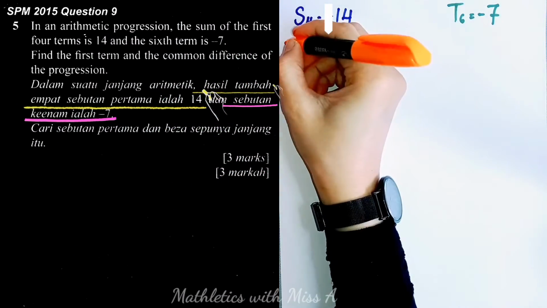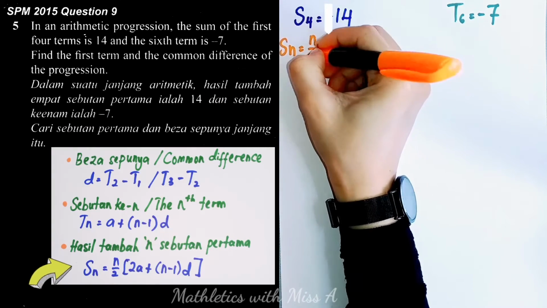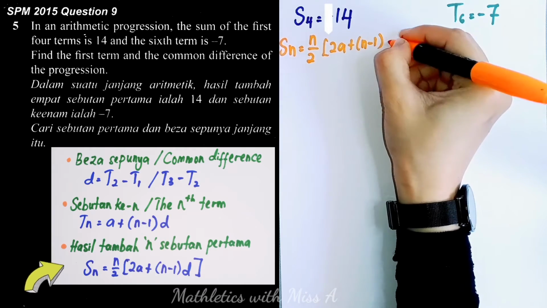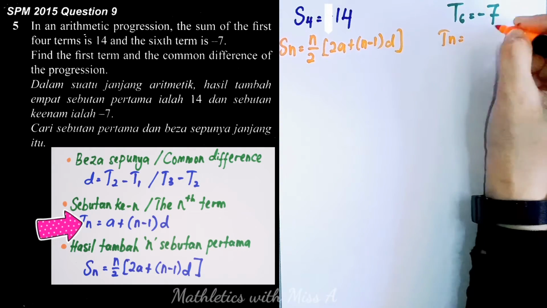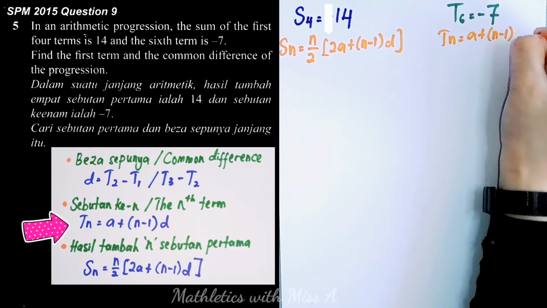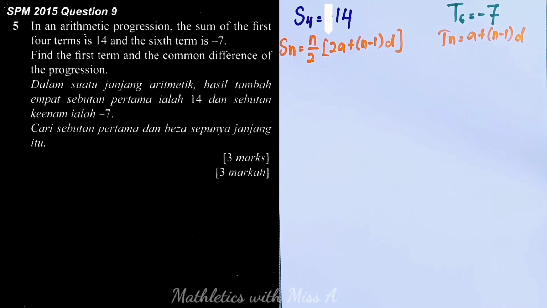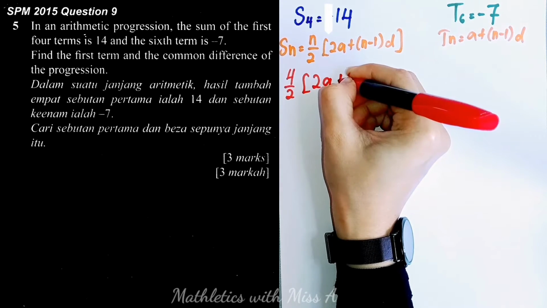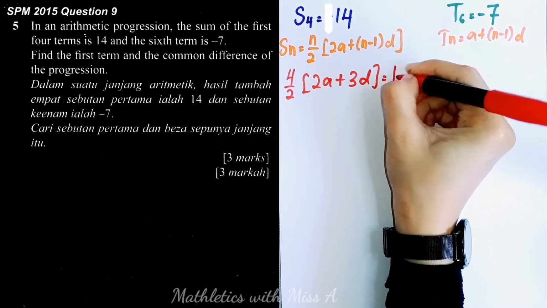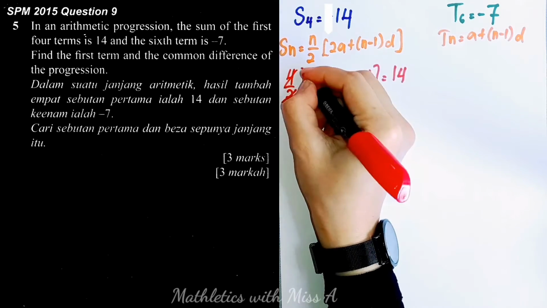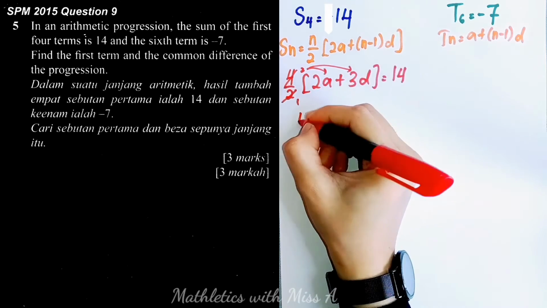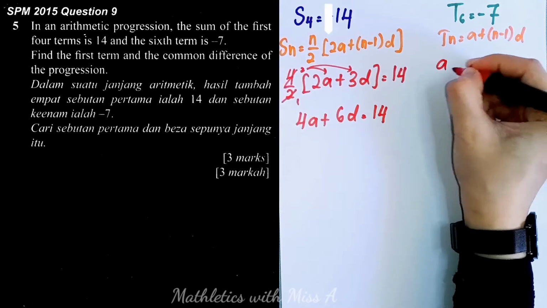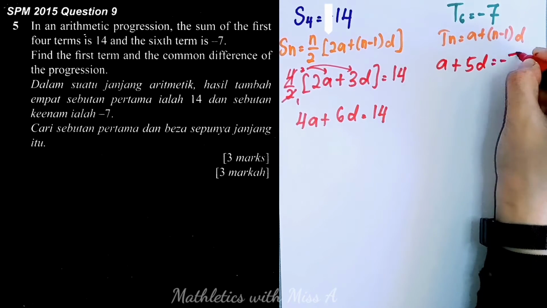Given the sum of the first 4 terms is 14 and the sixth term is negative 7. So by using the formula Sn and the other one, the formula Tn, insert the values: S4 equals 4 over 2 in bracket 2a plus 3d equals 14. So simplify and then expand. So 4a plus 6d equals 14. So a plus 5d equals negative 7.